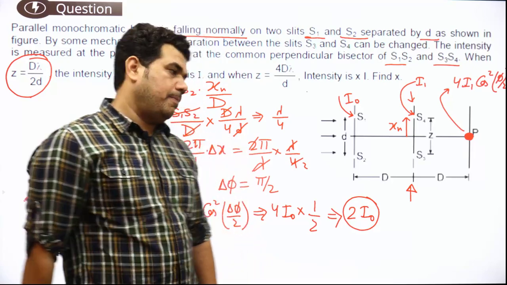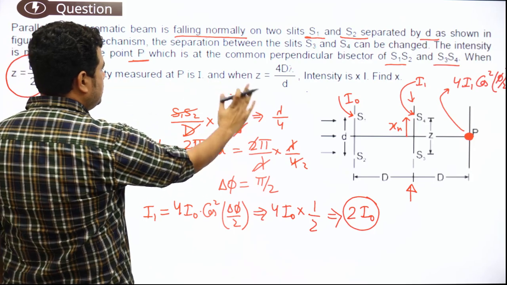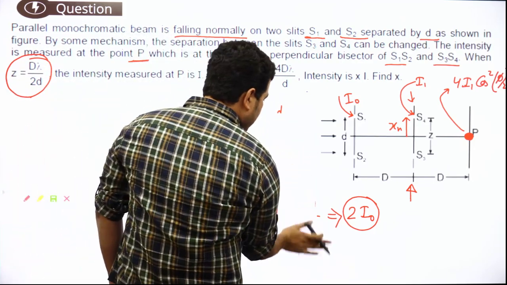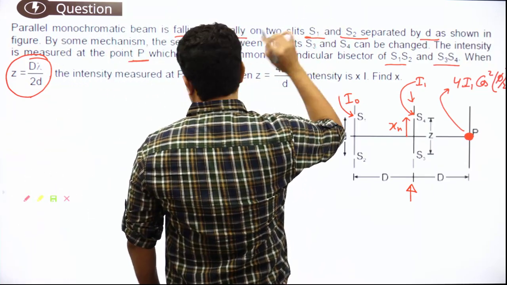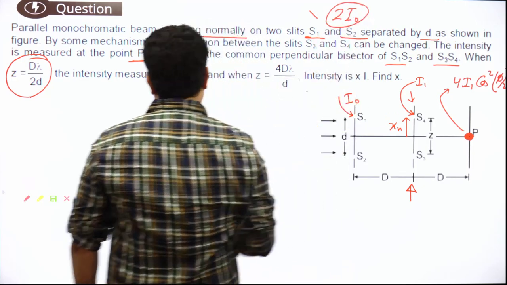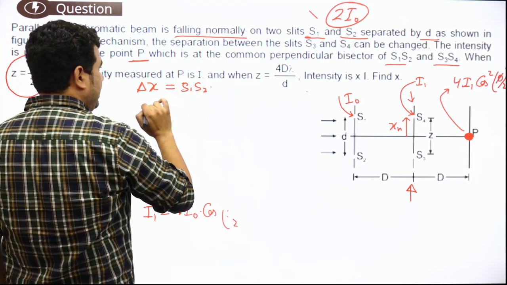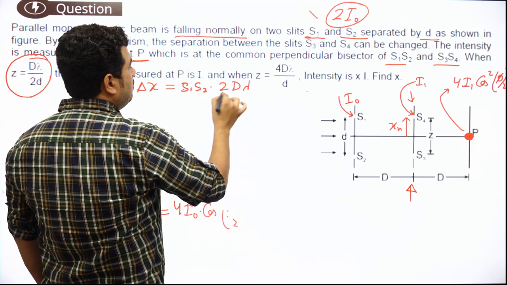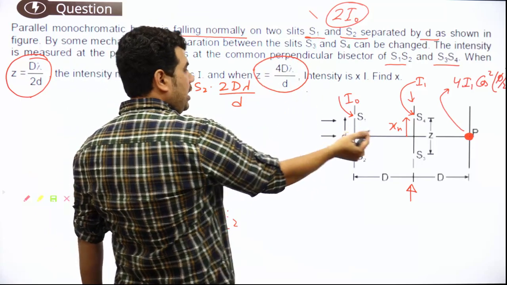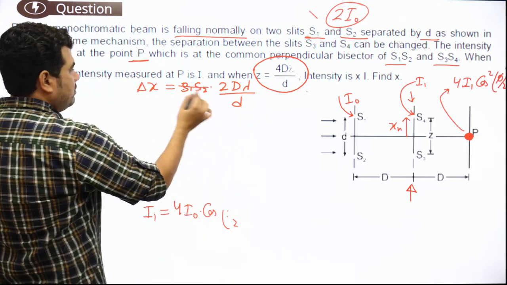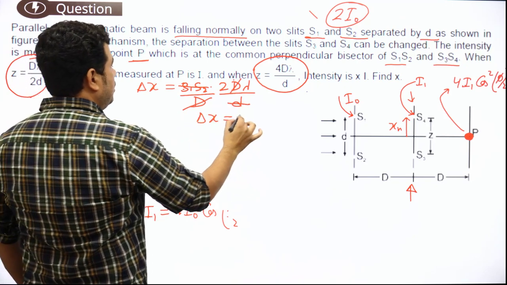So what is next? If we change this displacement to this, what will happen? Just see, again we will use the same formula and same calculation. We have to remember that the answer in the first case was 2I naught, right? Now again, delta x is equal to S1S2 xn, where xn is 2D lambda by small d. S1S2, xn is Z by 2. Now Z is this much. This much is Z, and this is Z by 2. So I put 2D lambda. S1S2 will cancel out. Got it? Sorry, D is also there, so D will cancel out. Now delta x that you have is 2 lambda.